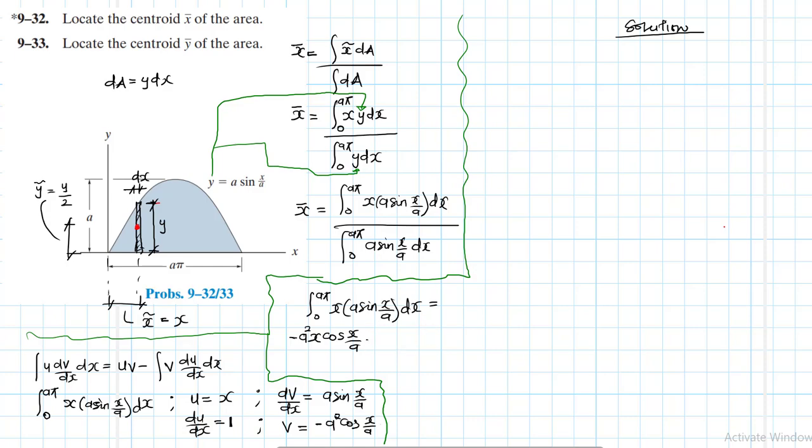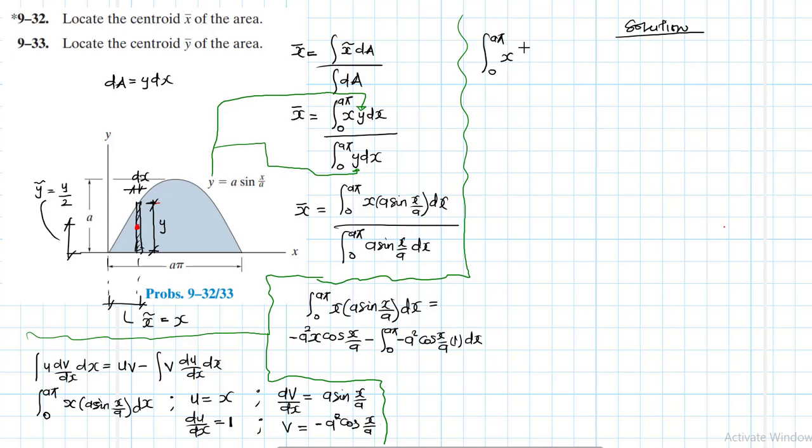And then we have minus integral from 0 to a pi of v. What is our v? Our v again is minus a squared cos x over a, and then times du dx. What's our du dx? It's just a 1. Okay, this is as good as nothing, right? So once we have that, then we can simplify it further.